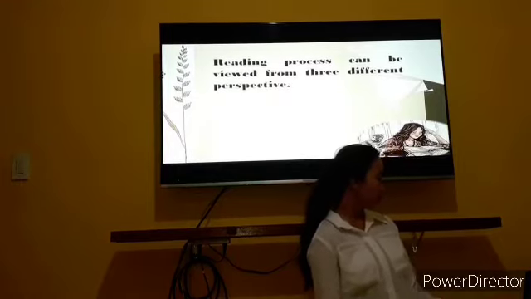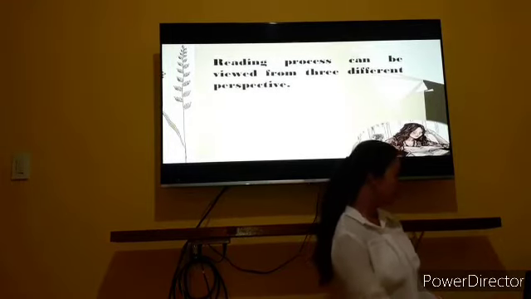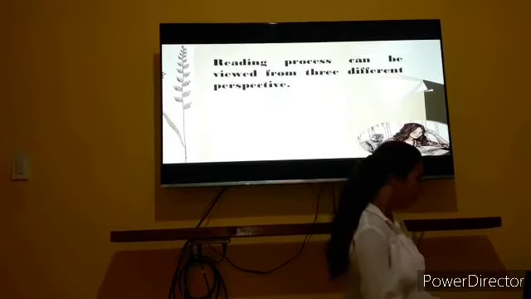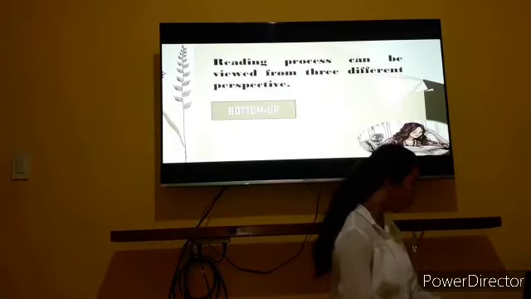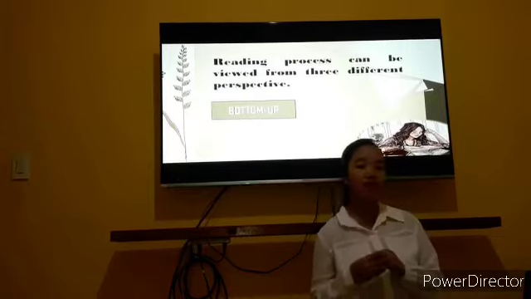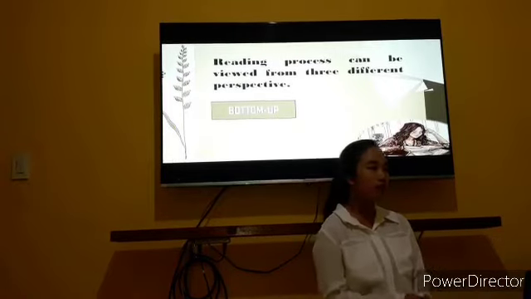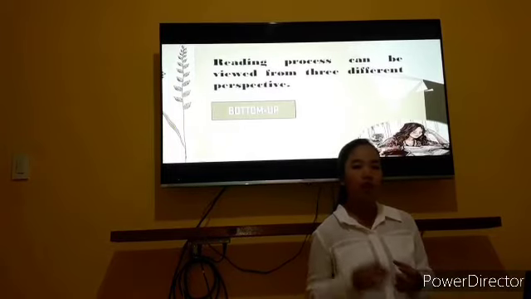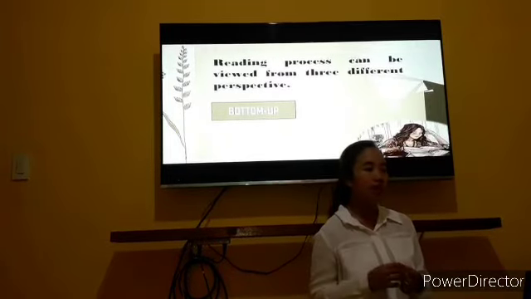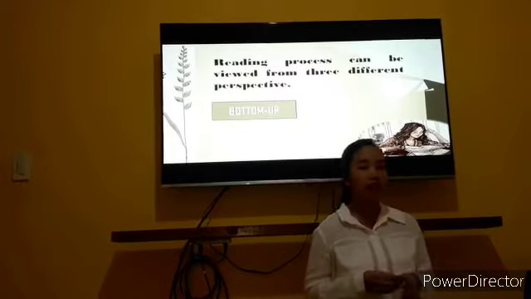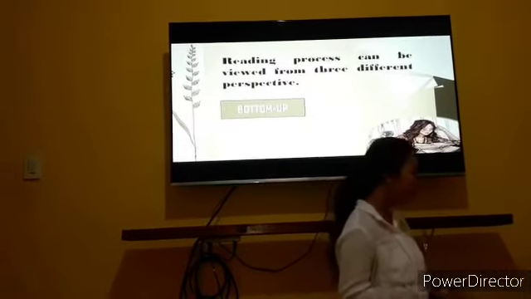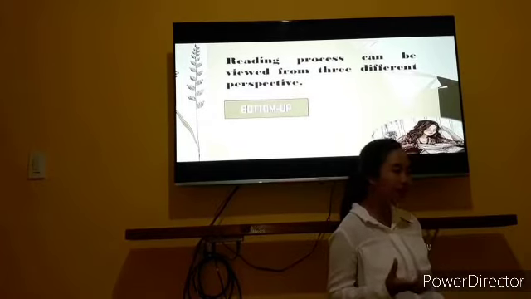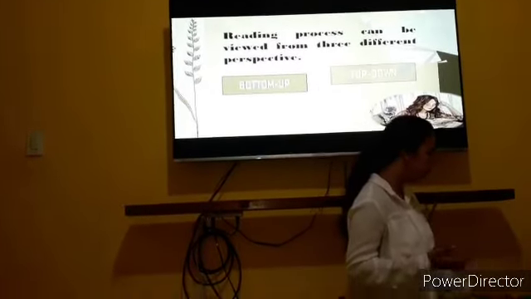Now, let's proceed to the reading process. It can be viewed from different perspectives. Number one is bottom up. Bottom up is data driven, which means it emphasizes the textual decoding or the lower level processes such as letter recognition. It emphasizes the written or printed text.